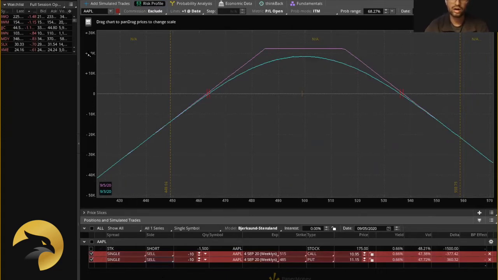On the x-axis is the strike prices, and then the y-axis is the amount that you would be making in the trade.